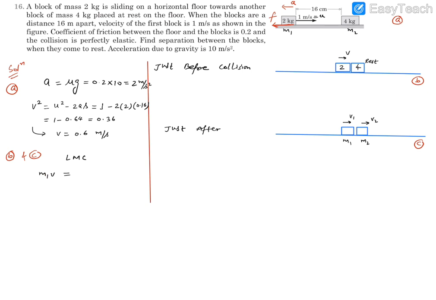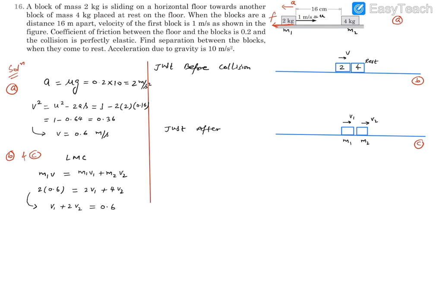Now if we go for linear momentum conservation, we will write m1v is equal to m1v1 plus m2v2. Now let's put the values. m1 is 2 kg, m2 is 4 kg, so 2 into 0.6 has to be equal to 2v1 plus 4v2. Basically it is going to give us a relation like v1 plus 2v2 should be equal to 0.6. We need to find v1 and v2 to solve for further calculations.